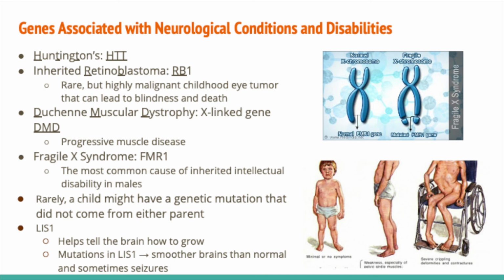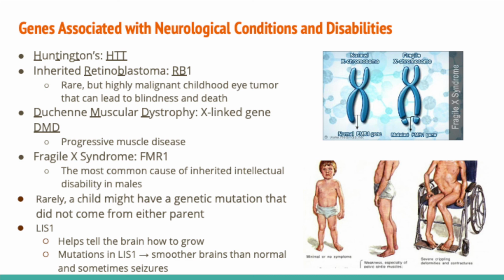Next is the RB1 gene, or the inherited retinoblastoma gene. A mutation in this gene is very rare, but it causes a highly malignant childhood eye tumor that can lead to blindness and death. The DMD gene, or the Duchenne muscular dystrophy gene, is an X-linked gene, and what happens when you have a mutation in this gene is you get progressive muscle disease.